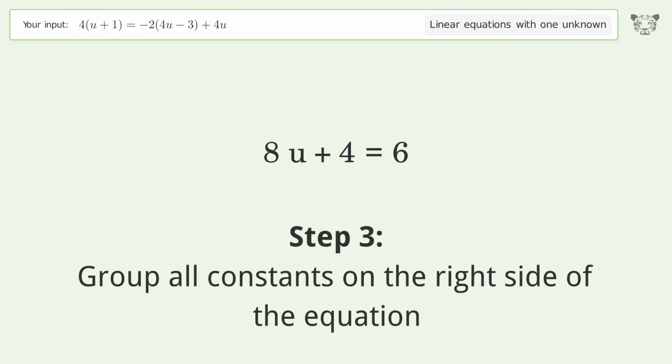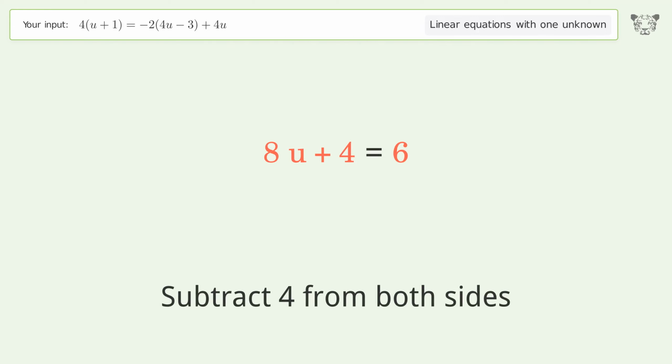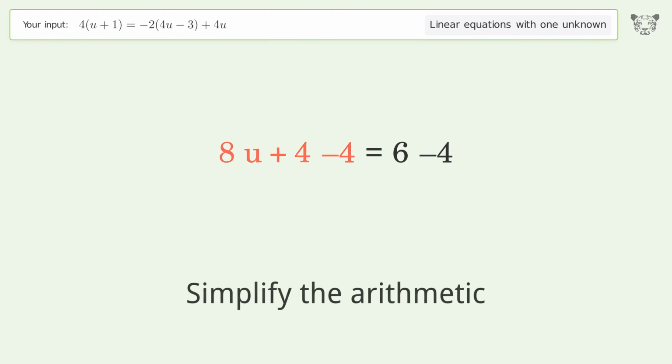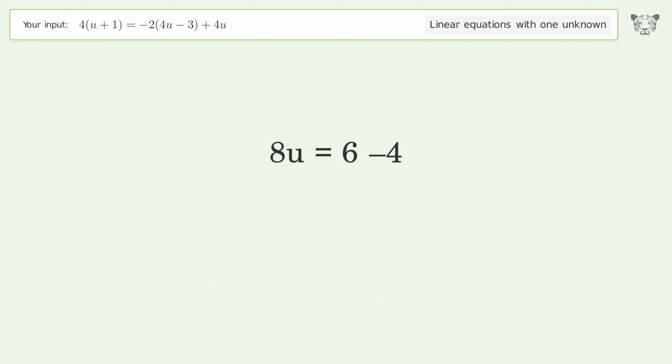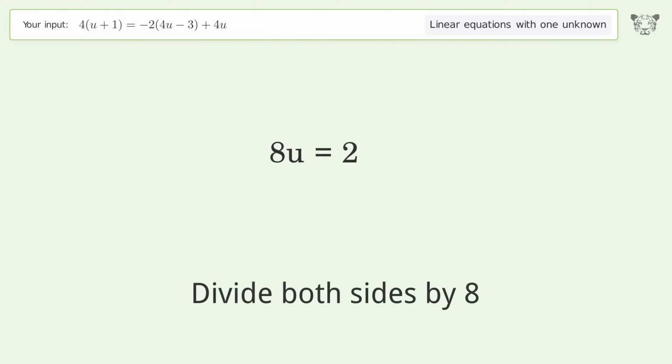Group all constants on the right side of the equation. Subtract 4 from both sides. Simplify the arithmetic. Isolate the u. Divide both sides by 8.